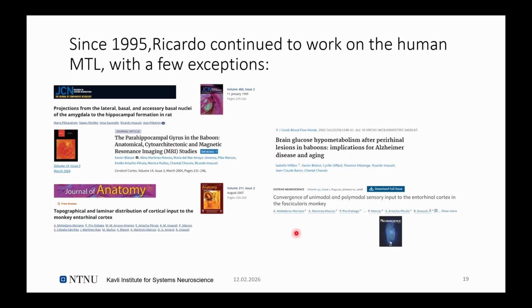And here are just 2 other papers on the monkey entorhinal cortex. And the important, and that's the reason that I picked this paper, is the title of the paper, The Convergence of Unimodal and Polymodal Sensory Inputs to the Entorhinal Cortex, because this title is nowadays a core feature of what we think the entorhinal cortex is doing, namely bringing cortical information together and provide the hippocampus with a very complex representation of what our cortex knows about our external world as well as our internal representation of the world.